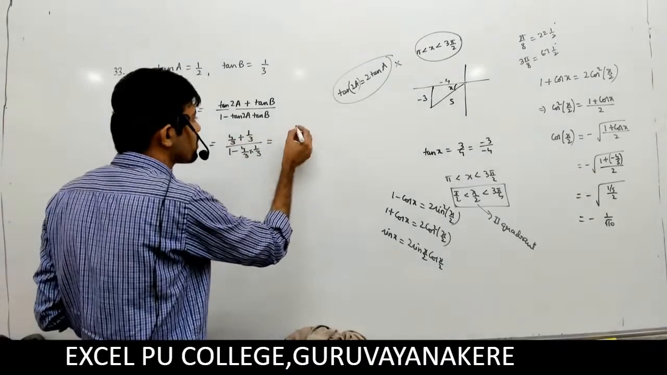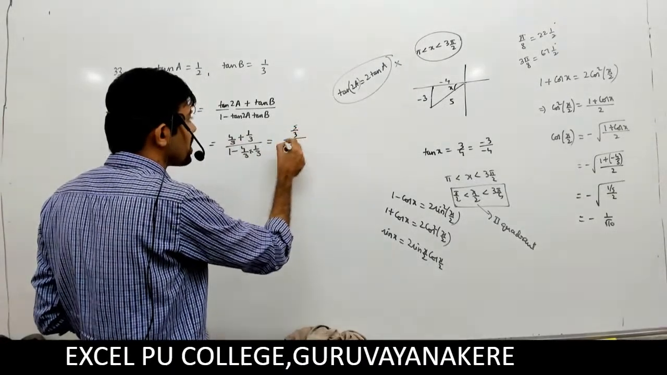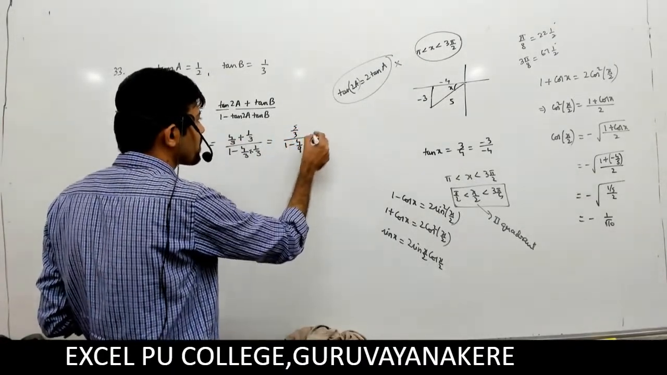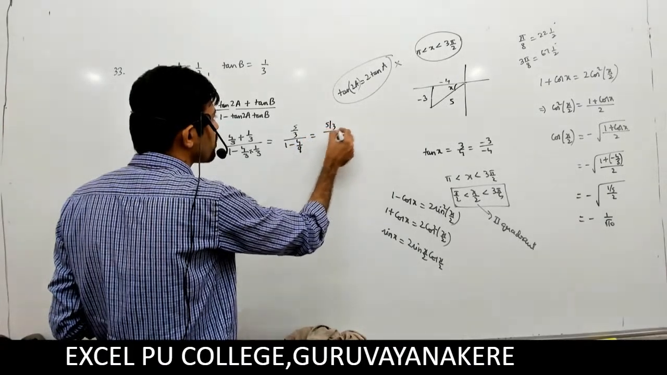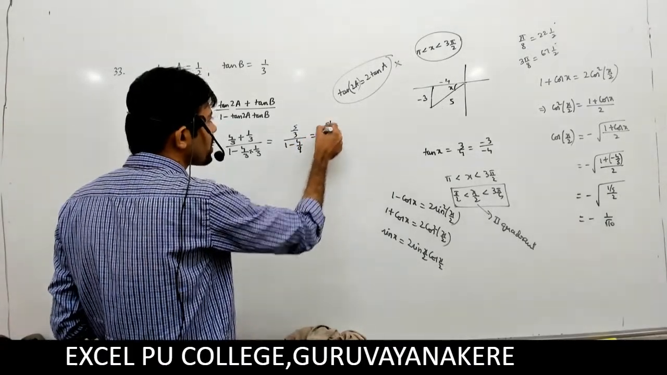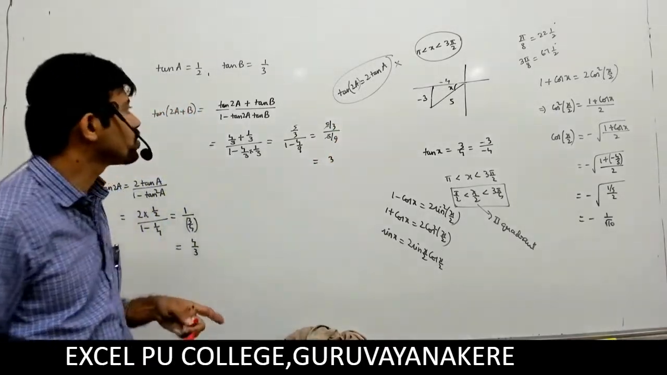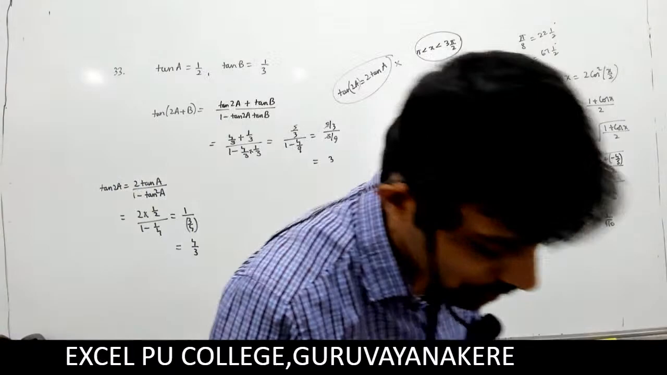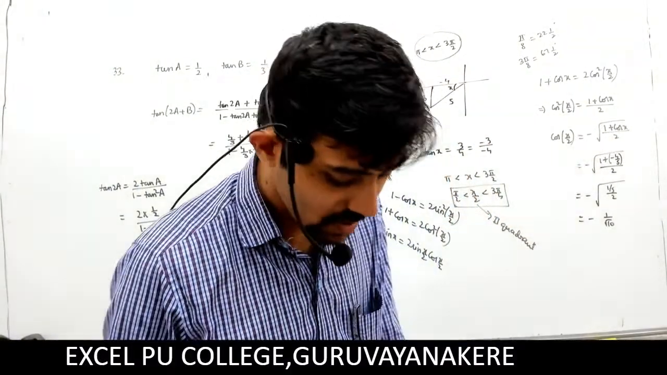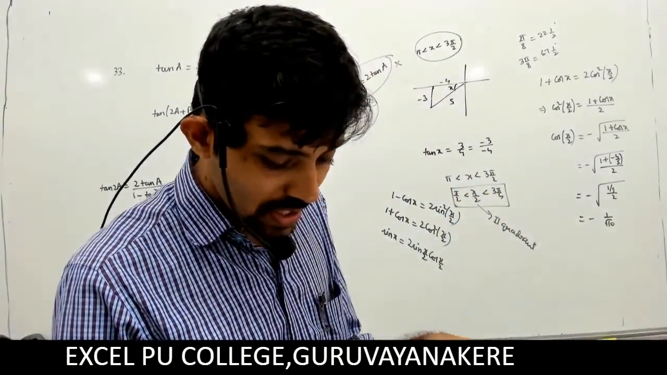4 by 3 plus 1 by 3 is 5 by 3. 1 minus 4 by 9 is 5 by 9. Numerator is 5 by 3, denominator is 5 by 9, 5 cancels, 1 by 3 divided by 1 by 9, 9 by 3, that is 3. Tan of 2a plus b is equal to 3. So the required answer is 3, which is option 3.